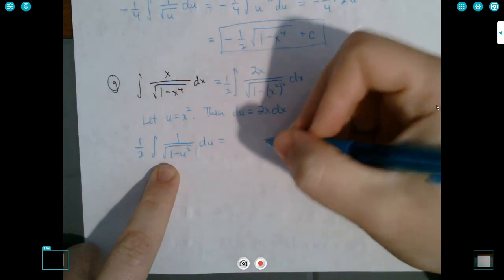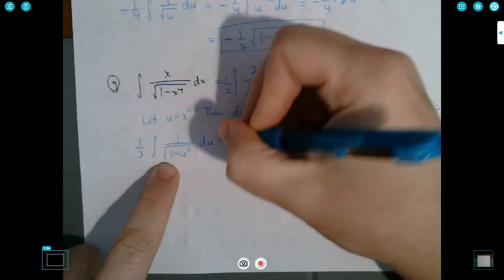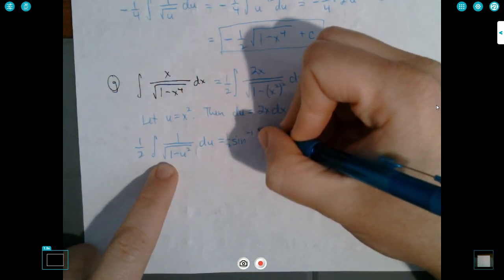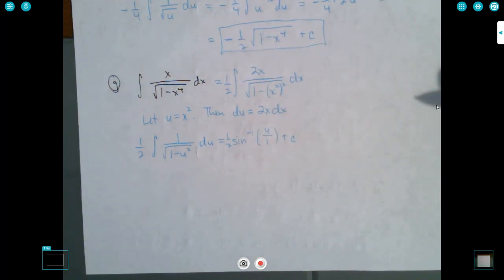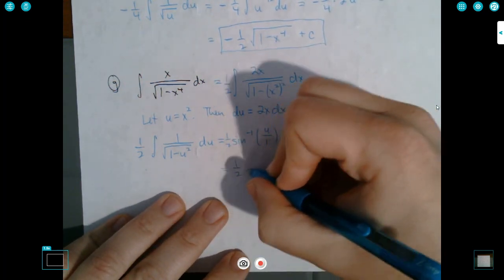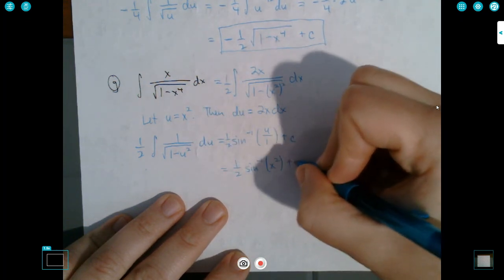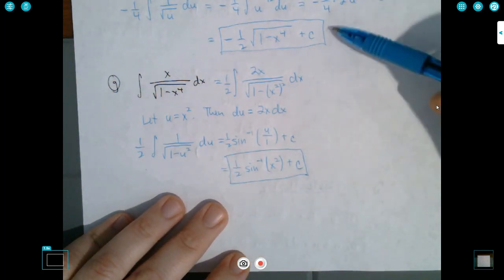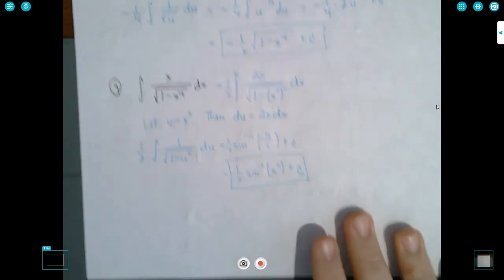So this is going to be sine inverse. I have to have the 1/2 from the beginning, so it's 1/2 times sine inverse of u over a plus c. All right, so that's 1/2 sine inverse of u, which was x squared, plus c. Okay, so very different result from what we had before. But that's that one.